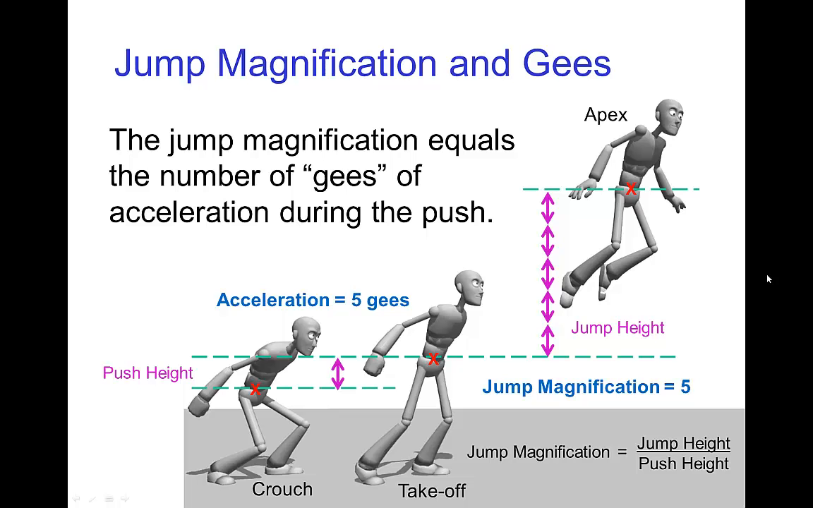Now, getting back to jumps, it turns out the jump magnification equals the number of g's of acceleration during the push. So if you were strong enough to accelerate your body to have a jump with a jump magnification of 5, this would still be a challenge, because you would have an acceleration during the push of 5 g's. So you might actually black out from doing this type of jump. You're probably familiar, if you stand up too fast, you can black out. Same thing would be happening here.